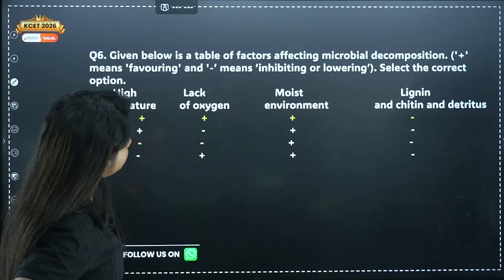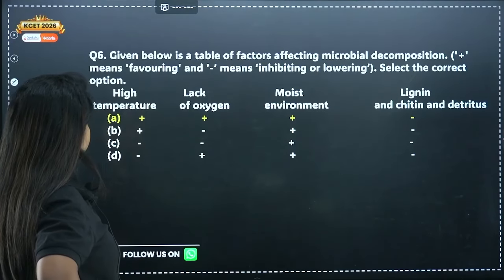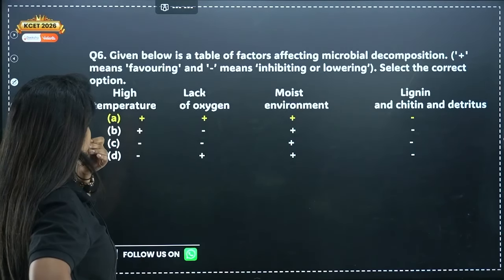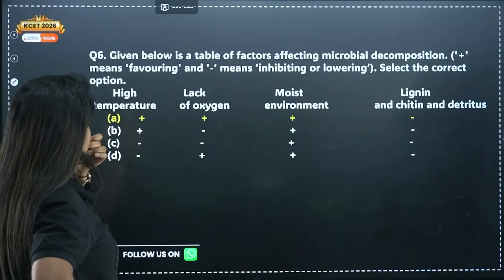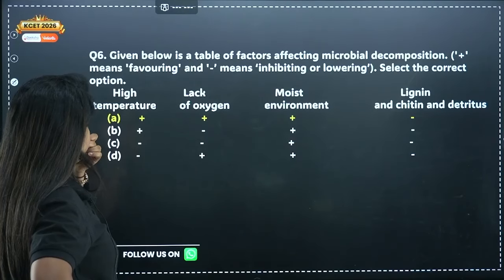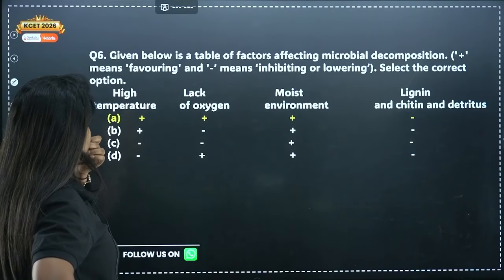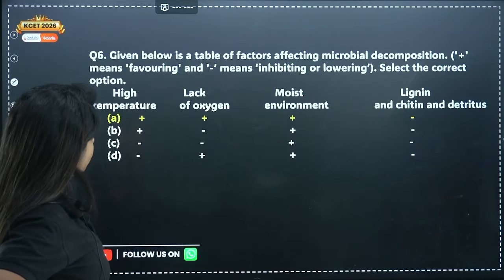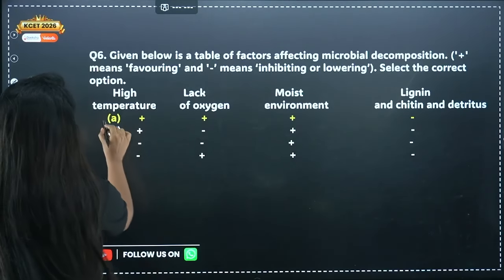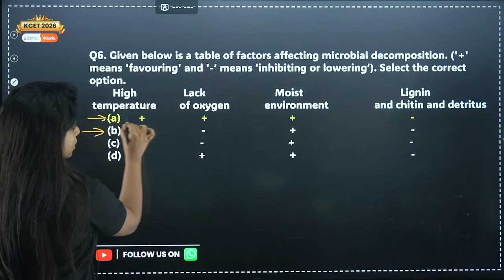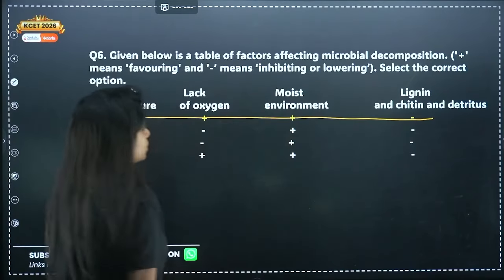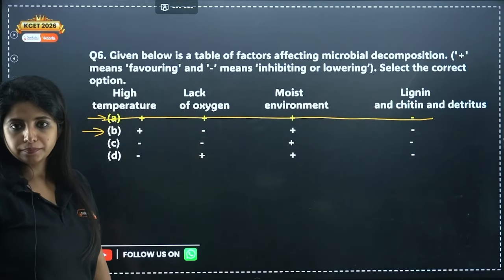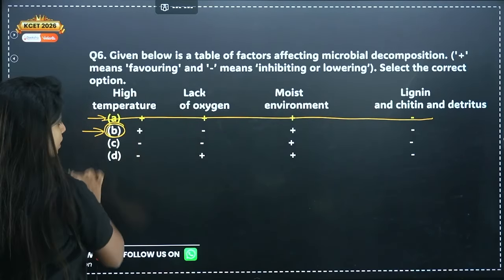Wait, what did I do? Did I do something wrong? Plus means favoring, minus means inhibiting. Okay, high temperature is plus. Lack of oxygen is minus. Okay, so the answer is wrong here. Okay, the answer is here. The one that I gave you is the correct answer itself. Lack of oxygen is an inhibiting effect. So the answer for this question would be B itself.